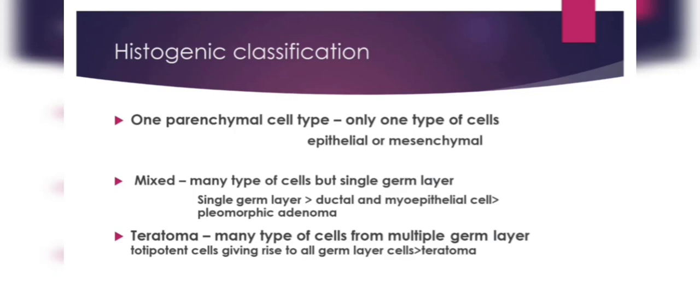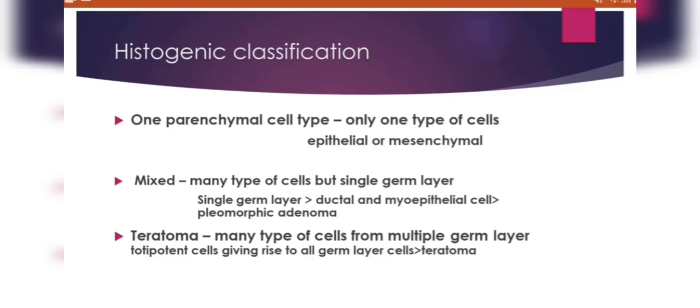Then come to histogenic classification or according to origin. It can be of three types: tumor consisting of one parenchymal cell type, mixed tumor and teratoma. In one parenchymal cell type, there will be only one type of cells which will originate from one single germ layer. It will be either epithelial or mesenchymal. As an example, epithelial tumors can be basal cell or squamous cell papilloma, and for mesenchymal, we will have fibroma, lipoma and many other forms.